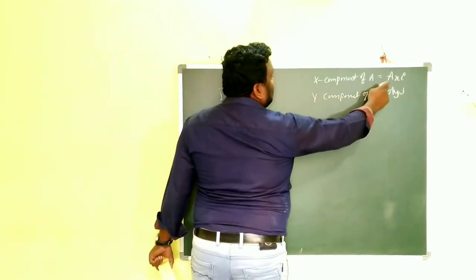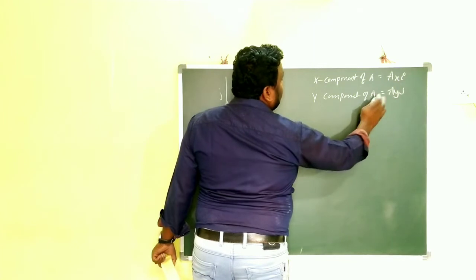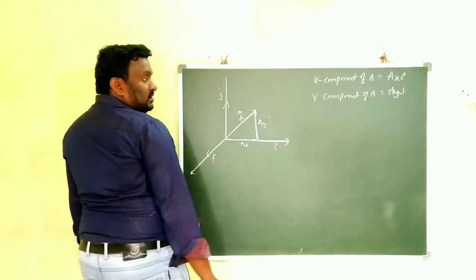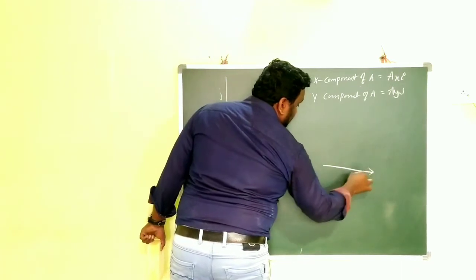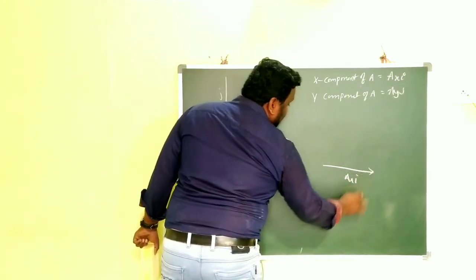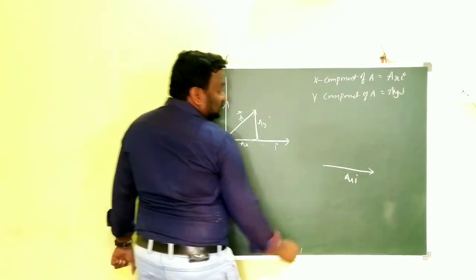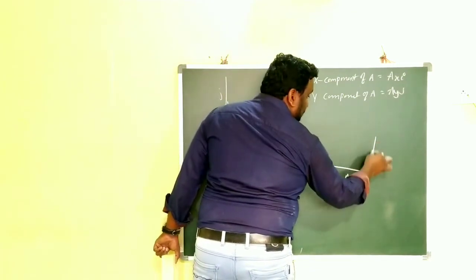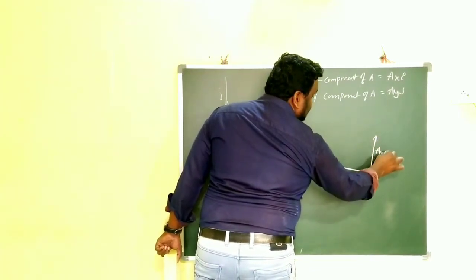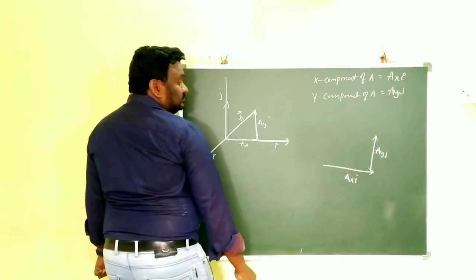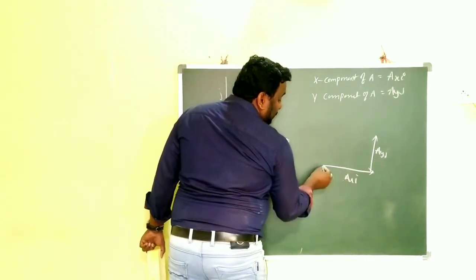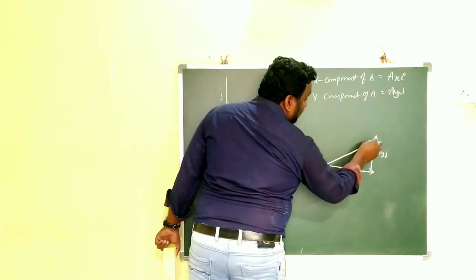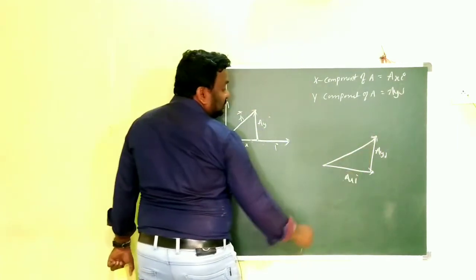The x component of A is AXi and the y component is AYj. Clear? Children, this is the first vector, AXi, and this is the second vector, AYj. If this is the first vector and this is the second vector, we can add them. How can we add them? According to the triangle law.